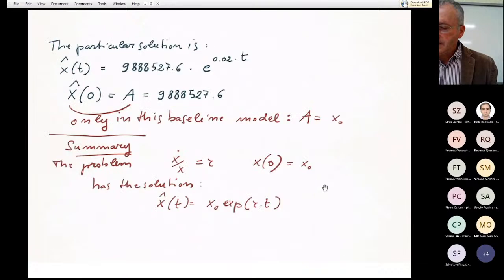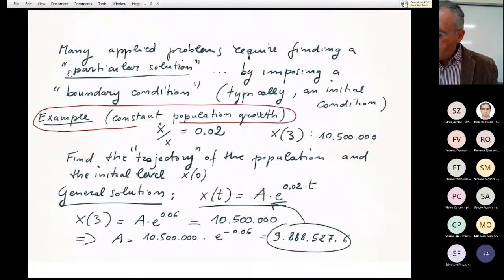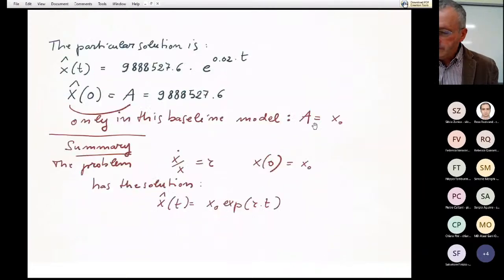Just we wonder what is in this model the initial population level, okay? What is the initial population level? t is equal to 0. This becomes 1. So the value for A that we found represents, in fact, the initial level of the population, okay?